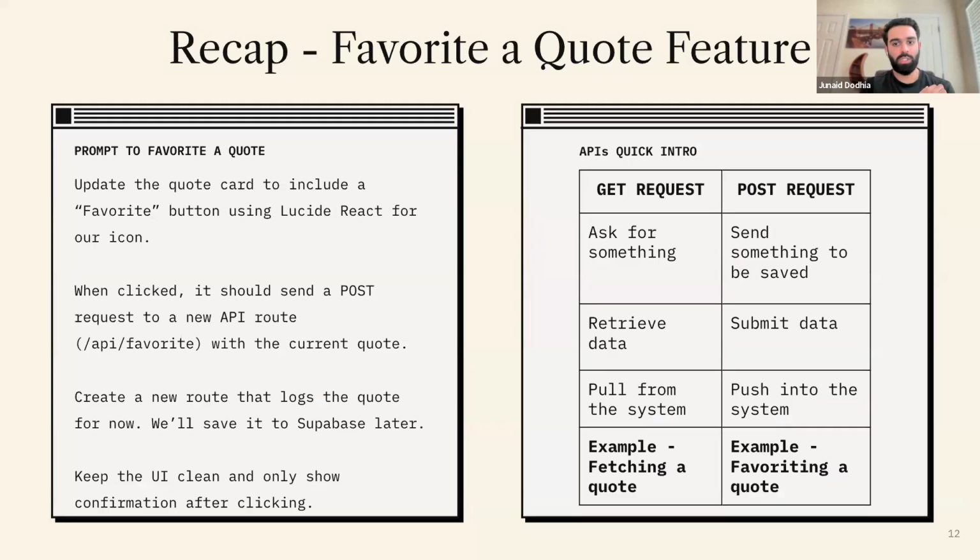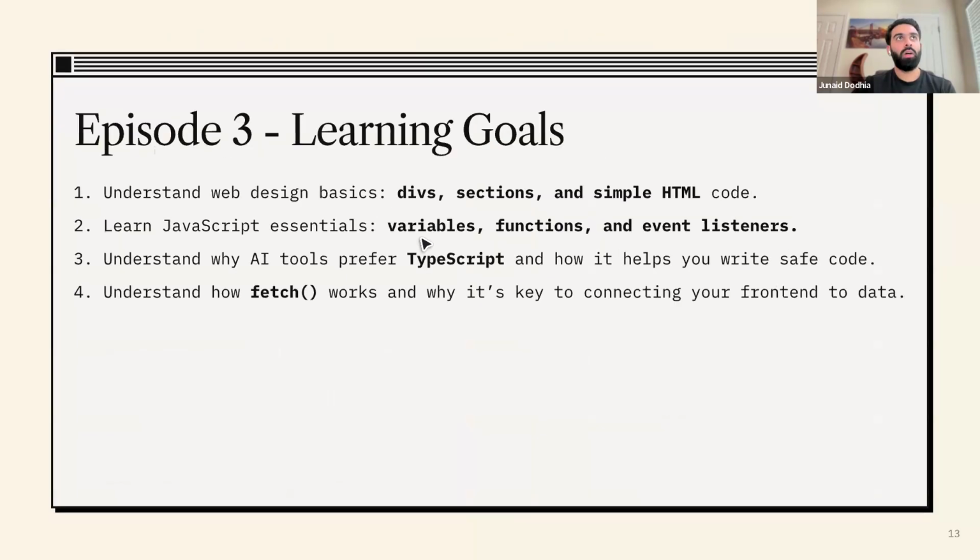A GET request is used to retrieve something from the data. In our case, it happens to be a quote. And a POST request is used to send something to the server. So think of it like, in our case, favoriting a quote, or anything that you want the system to remember for you. It's a POST request. But if you want to access real-time data from the system, it's a GET request. So this was a brief recap from last time.